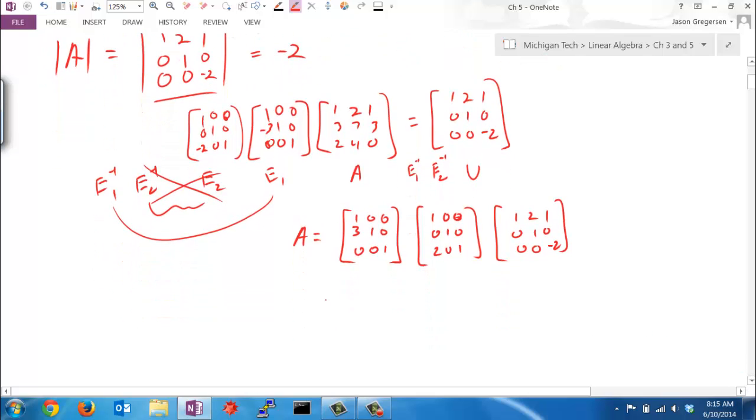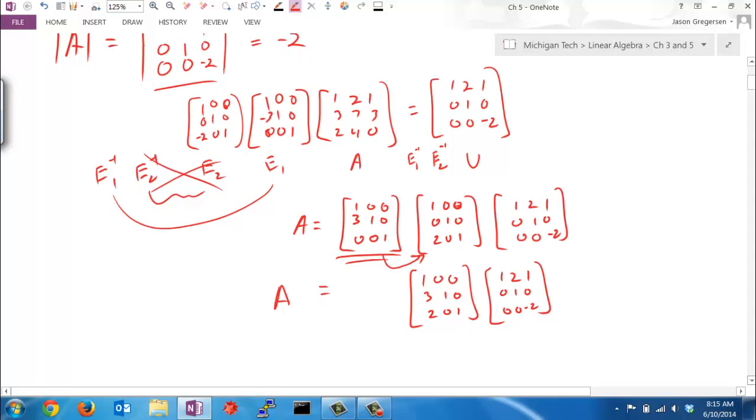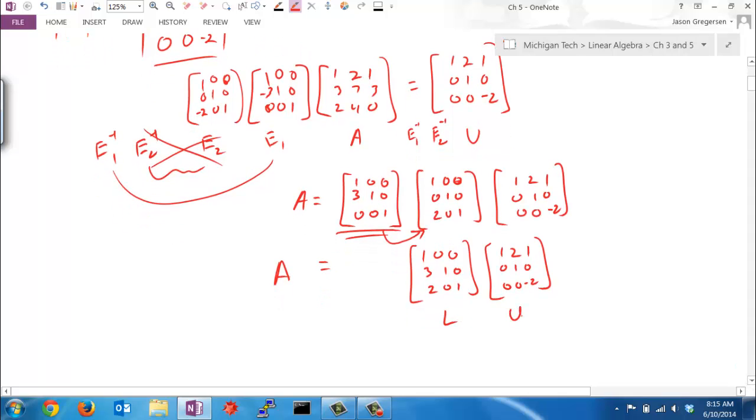And then as a last step, all this matrix does is take R2 and add 3 of R1 to it. So it's easy enough for me to actually do that row operation on this matrix. So I'm going to multiply those two essentially. The result will be this. And this is the LU factorization, because now I have a lower triangular and an upper triangular.